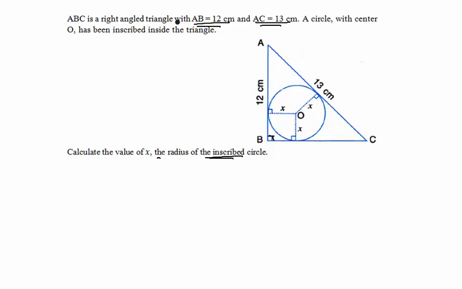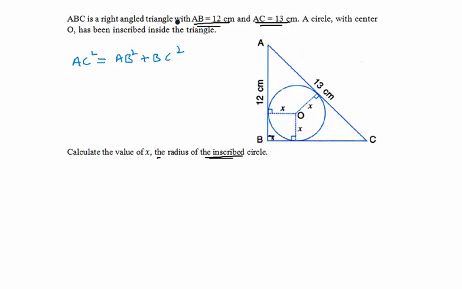Right. So the first thing which should come to your mind is, if we know two sides of a right angle triangle, AB and AC, then we can very easily calculate the length of the third side, which is BC, by using Pythagoras theorem. So according to Pythagoras theorem, what do we know? We know that AC square should be equal to AB square plus BC square.